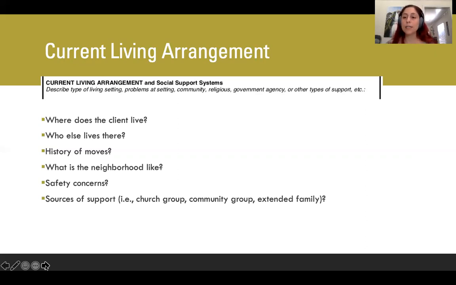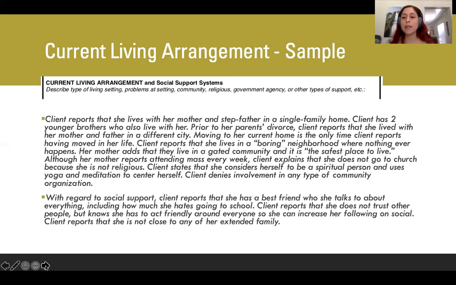And then sources of support. Is the client involved in a church group, a youth group, a community group? Are they involved in community advocacy? Is extended family involved? All of those things, very helpful to find out. And so you'll see I have some information here, where they live, a little bit about the condition of the home and neighborhood. The client says it's boring because nothing ever happens. Again, I have some more detail from the mother in this case. She says they live in a gated community and it's the safest place to live. Okay, helpful to know. Client reports that she's spiritual, doesn't attend church, but uses yoga and motivation.